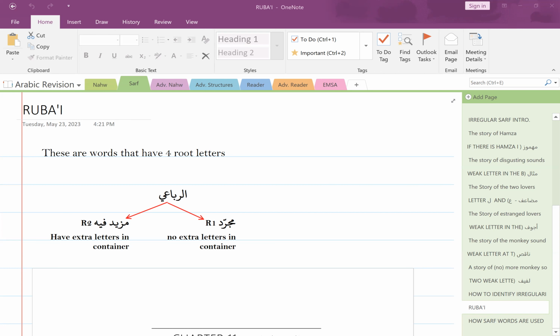By the way, these are topics all in your Bayina textbook. If you check your Bayina textbook, you have Rubaa'ii and you have also how Sarf words are used. And that will conclude the topic of Sarf. Okay, Bismillah. So let's start with Rubaa'ii.